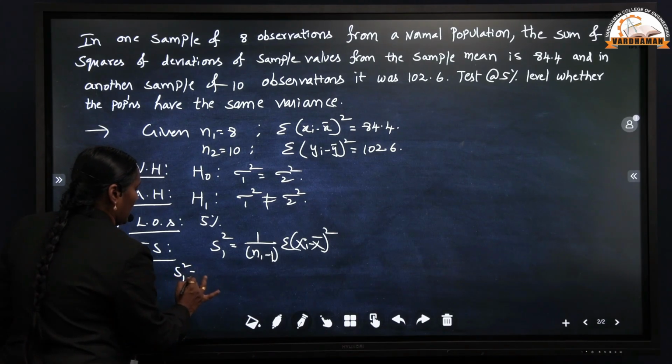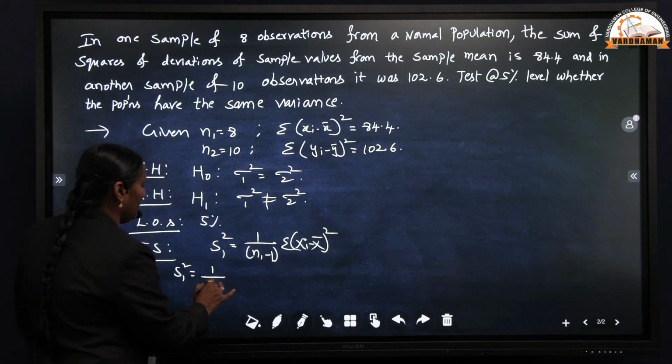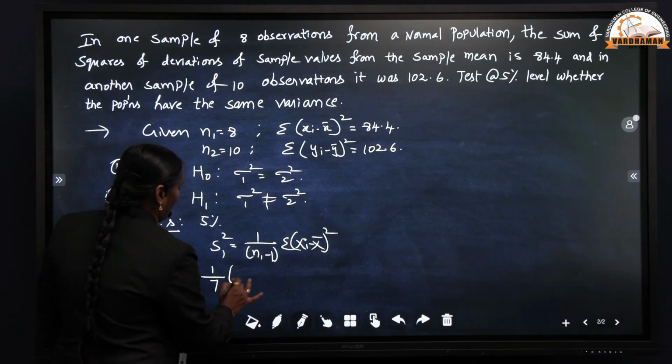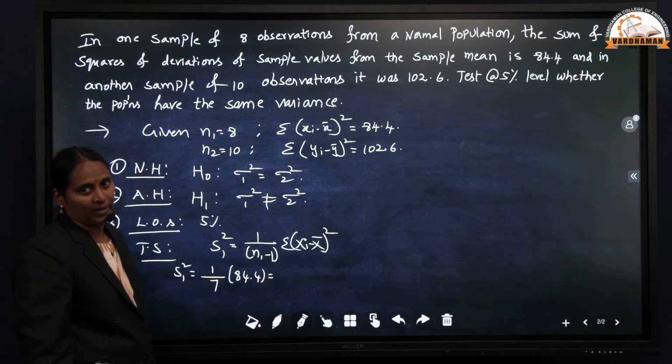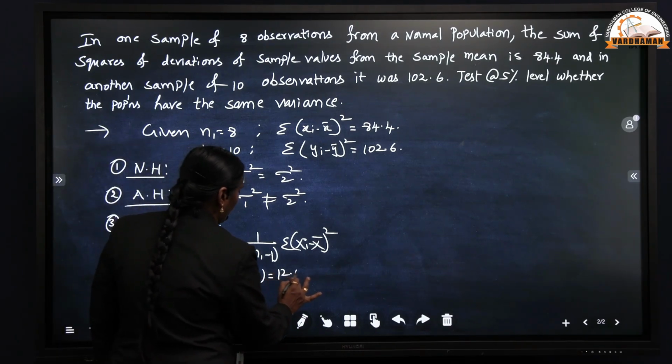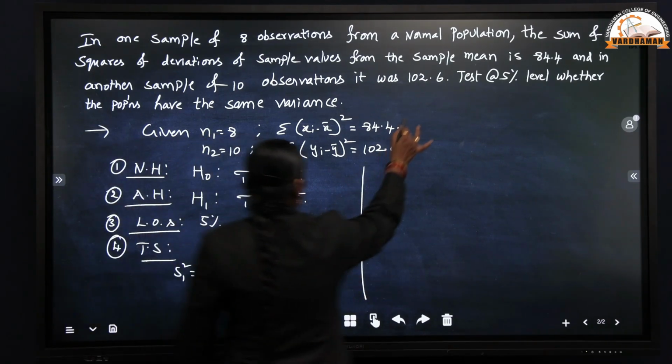For the first sample, the number of observations is 8, so n1 minus 1 is 7. So 1 by 7 into the value 84.4. We define this as s1 square, which is 12.05. And the second one is s2 square.